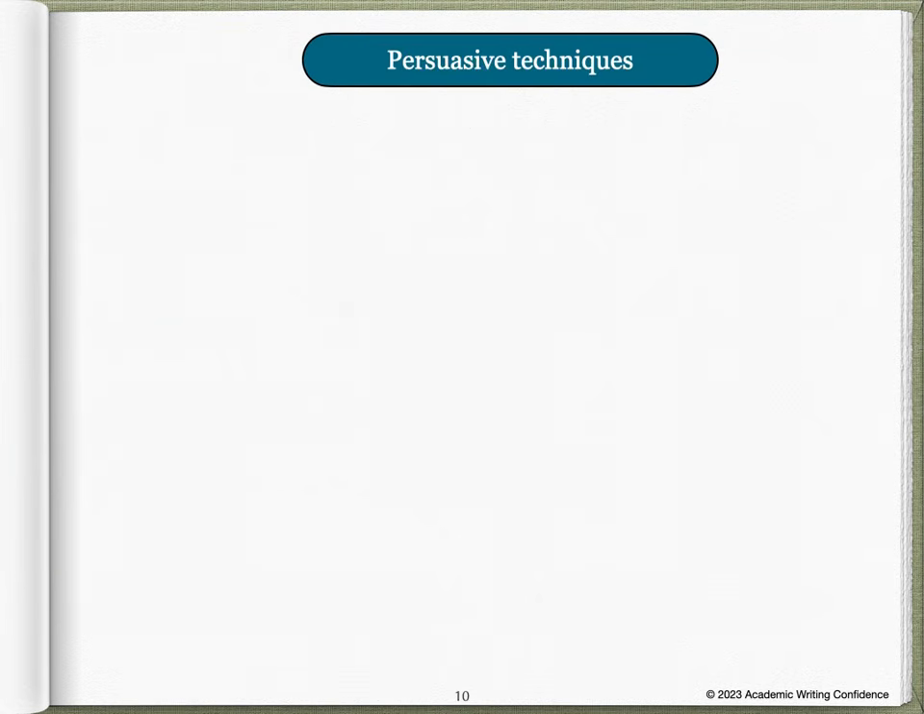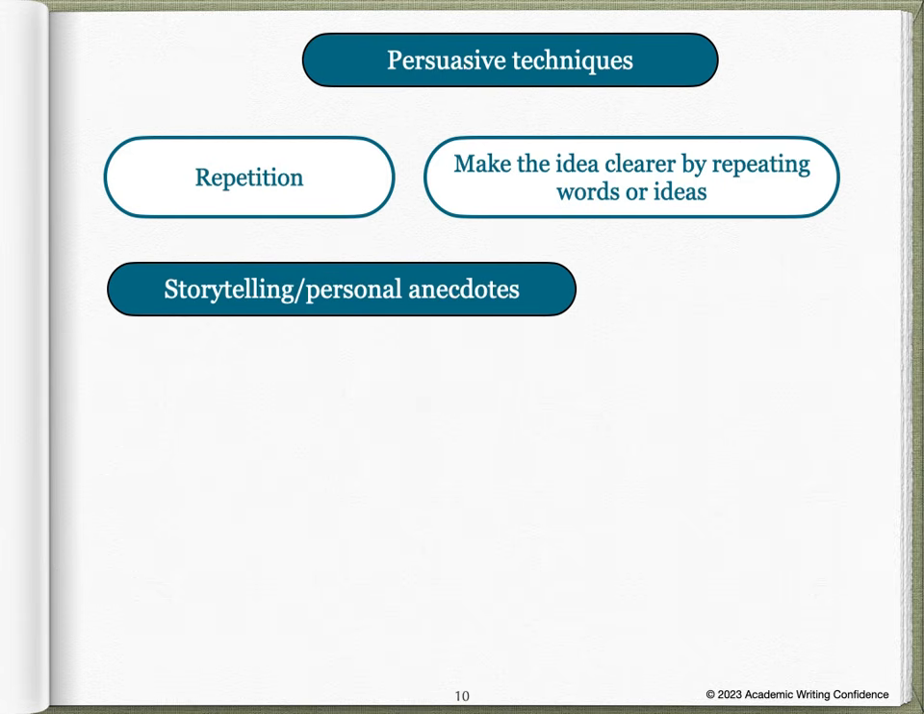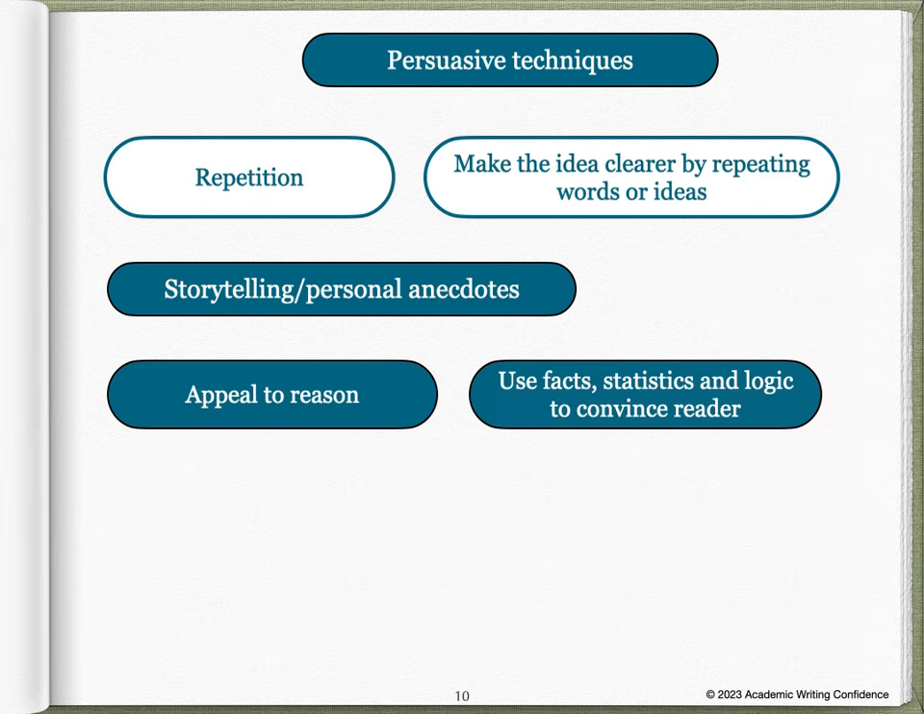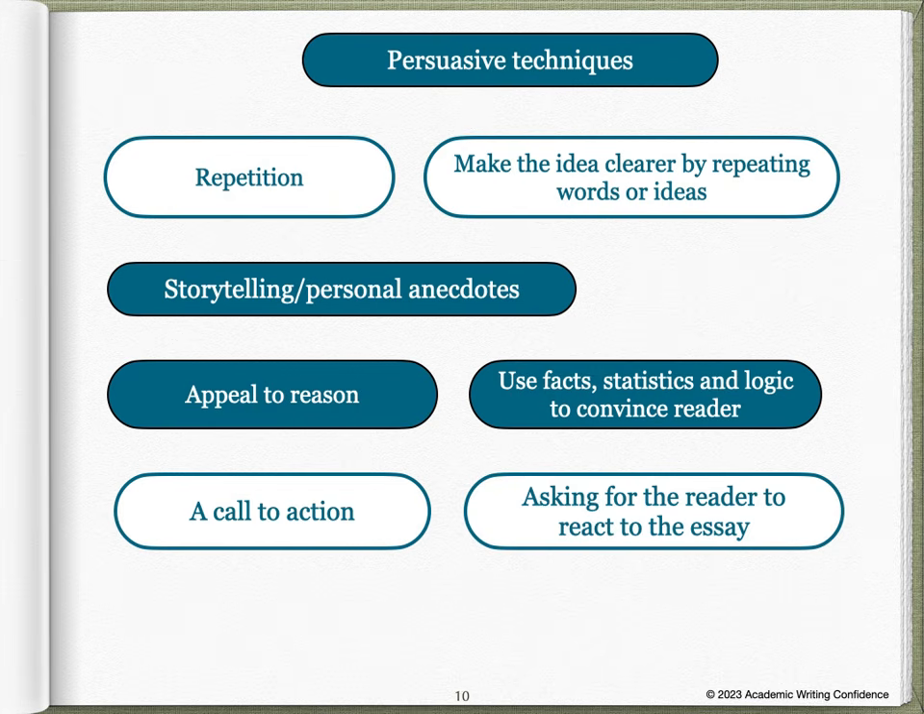Here are a few persuasive techniques that you can use in writing your persuasive essays. Repetition. Make the idea clearer by repeating words or ideas throughout your essay. Storytelling or personal anecdotes are another good way to try to convince your reader of your point of view. You want to appeal to reason, so use facts, statistics, and logic to convince your reader. You may also want to add a call to action, asking for the reader to react to your essay.